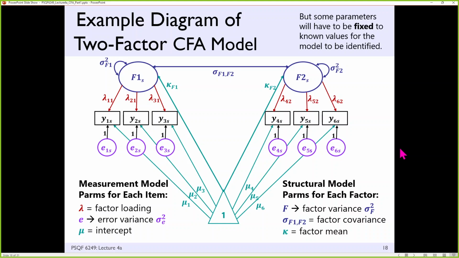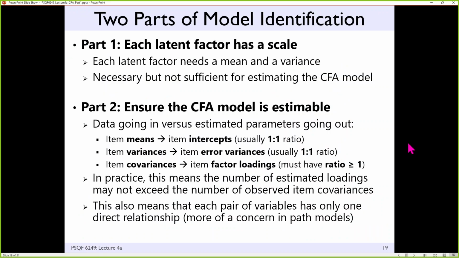Okay, so let's talk about how imaginary things can have means, variances, and covariances, shall we? Because that sounds like a lot of magic to me. We make them up, is the short answer. I know that's a little anticlimactic, but it's true. So we need to talk about something called model identification, which has two different ideas as part of it. Part one is that every imaginary latent factor needs to have a scale. It needs to have a mean and a variance. This is necessary but not sufficient.